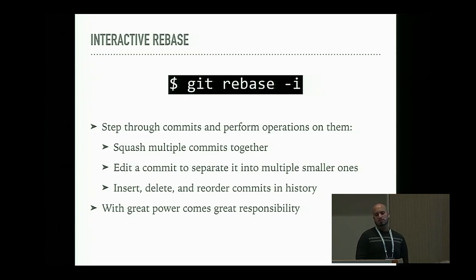So interactive rebase allows you to step through commits and perform operations on them, such as squashing multiple commits together, editing a commit to separate it into smaller ones, inserting commits, deleting commits, reordering history. So I do this a lot to make it look like I am a perfect coder, and I have never introduced a typo ever. Because what I can do is make commits that fix typos, squash them all together into one, and then I have one commit that has no typos. And it's beautiful.